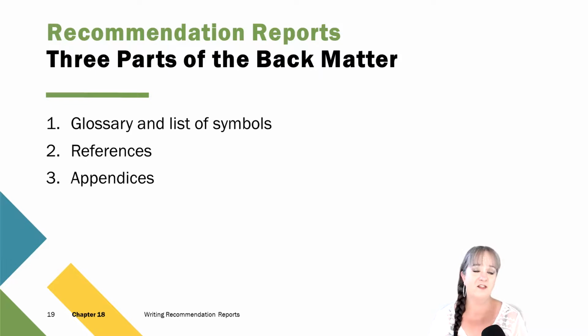The back matter gets a few elements here, a glossary and list of symbols. The glossary is important if you've used technical terminology or jargon you couldn't simply avoid. While you might define some of those key terms at the front, you're going to have a full-on glossary at the back. References is what you use to do your research and gather your information. And then appendices is anything you need to attach to the report. It's typically visuals or charts or things of this nature, okay?